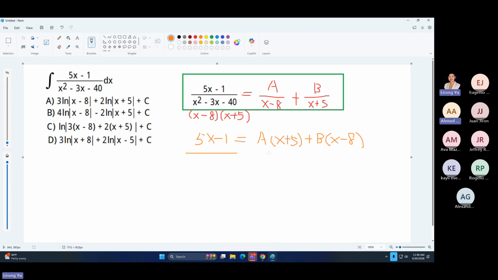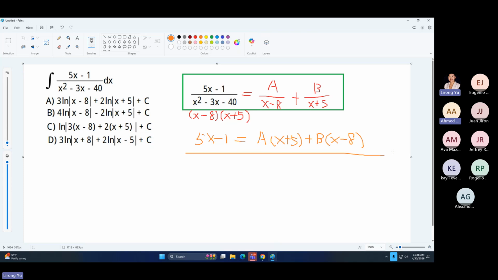So this equation has x. It also has A and B, and it's actually a function equal to another function. On the left side, we have the function 5x minus 1. On the right side, we have A times a function plus B times a function. They are supposed to be correct for any x value.